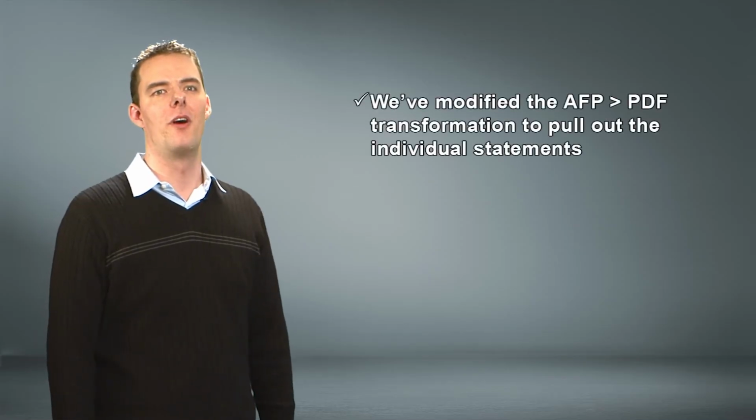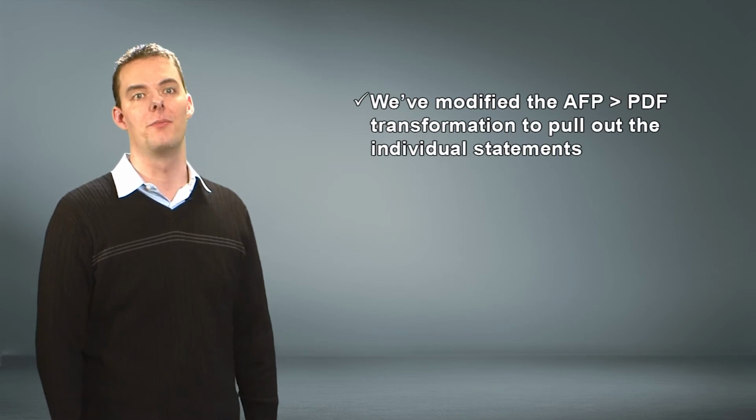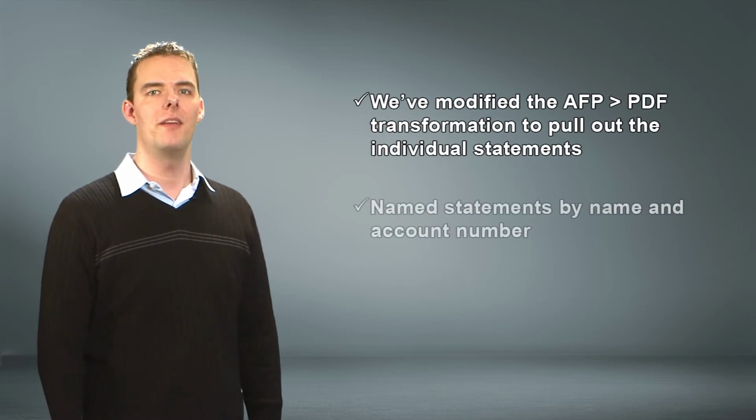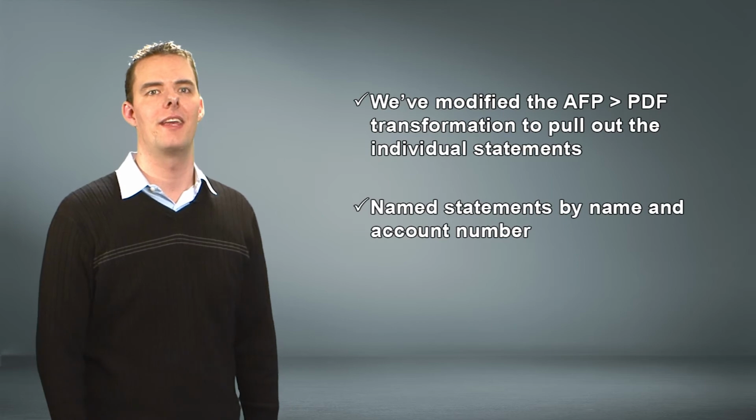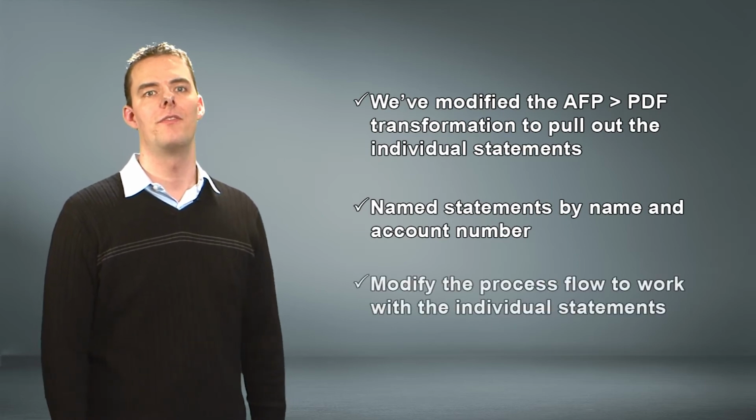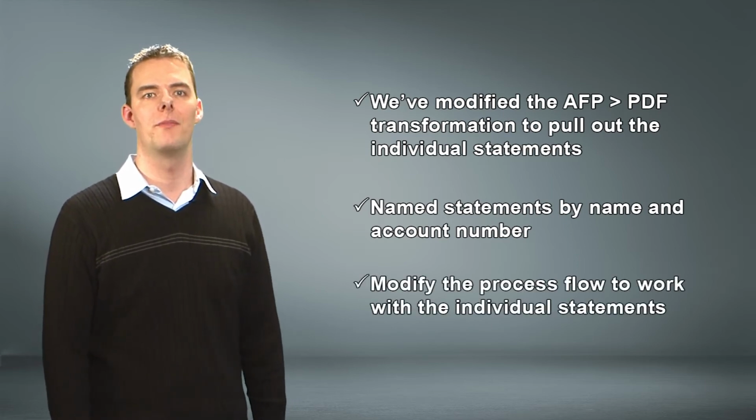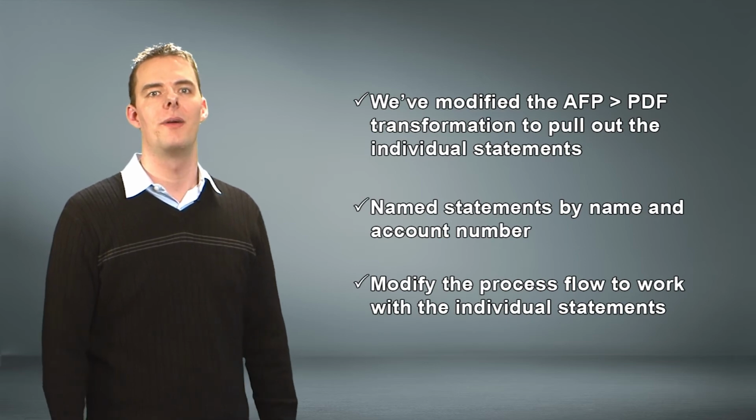What we've just done is we've modified the AFP to PDF transformation to pull out the individual statements. We've named these individual statements based on the name and the account number. Now, we're going to modify the process flow to work with these individual statements. Otherwise, they just end up as a giant undivided statement again.